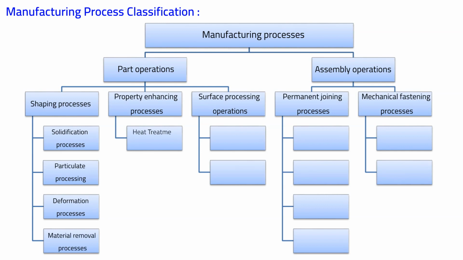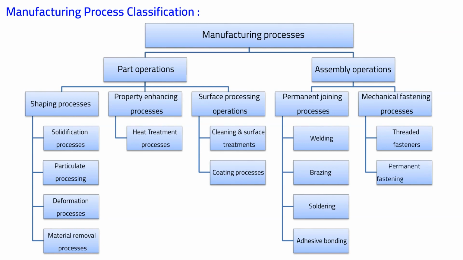Heat treatment processes are covered under property enhancement processes. Cleaning, surface treatments, and coating processes are covered under surface processing operations. Welding, brazing, soldering, and adhesive bonding are covered under permanent joining processes. Threaded fasteners and permanent fastening methods are covered under mechanical fastening processes.